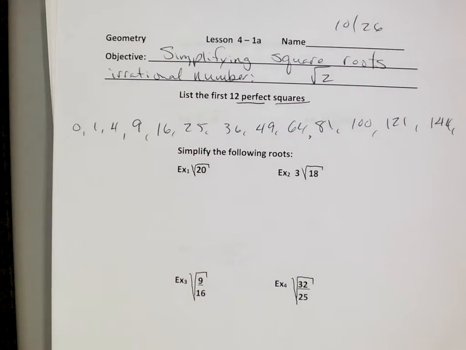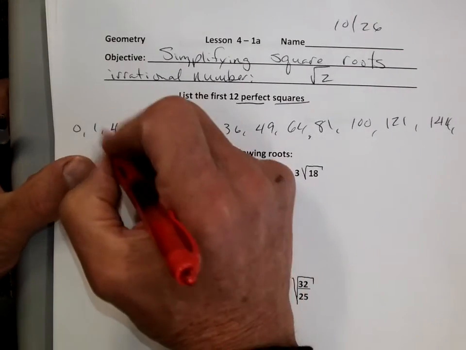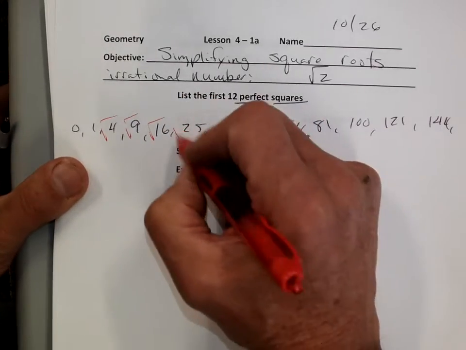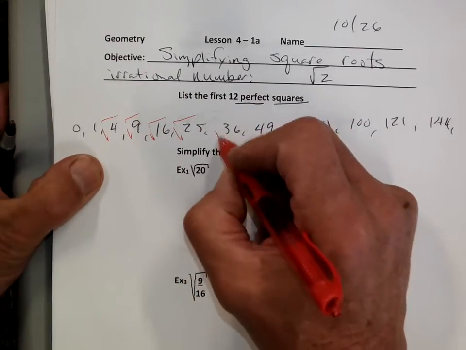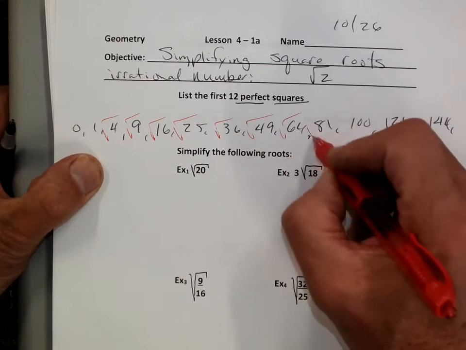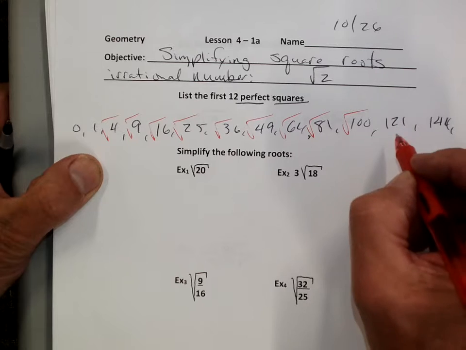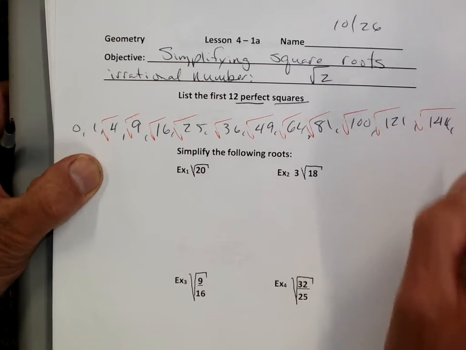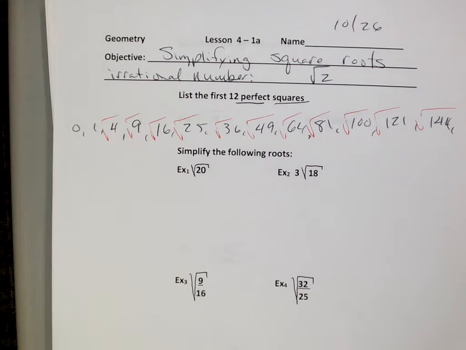These are perfect squares because they all have square roots. Square root of 4 is 2, square root of 9 is 3, square root of 16 is 4, square root of 25 is 5, square root of 36 is 6, square root of 49 is 7, square root of 64 is 8, square root of 81 is 9, square root of 100 is 10, square root of 121 is 11, square root of 144 is 12, and all the rest of the numbers are just bad numbers.